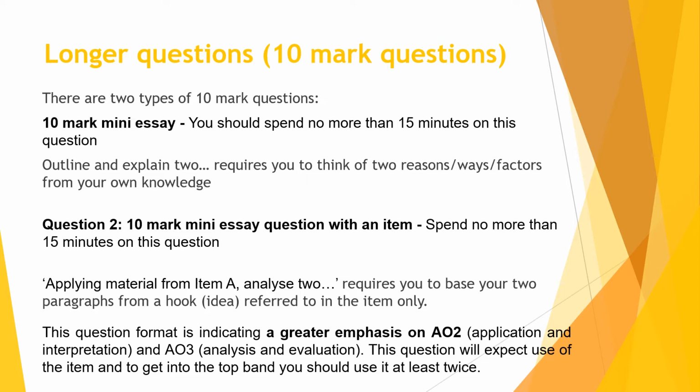The second type of 10 marker is a mini essay question. And again, this is one that comes with an item. You spend no more than 15 minutes on it. The question always starts with apply material from item A or item B or item C, analyze 2, and you'll be required to take 2 hooks or 2 ideas from the paragraph that you're given, and they will be used within your answer. The second type of 10 marker, there's a greater emphasis on application, interpretation, and there is some analysis and evaluation. The first 10 marker doesn't have any evaluation elements to it.